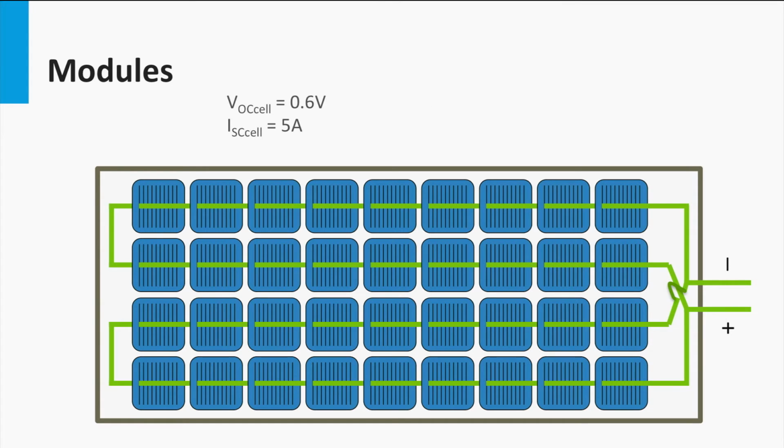If we would rearrange the connection of this module, we can get a different current and voltage output. If we connect 2 strings of 18 series connected solar cells in parallel, we would get a short circuit current of 2 times that of a single solar cell, which is 10 amperes. The open circuit voltage would be 18 times that of a single solar cell, which is 10.8 volts.